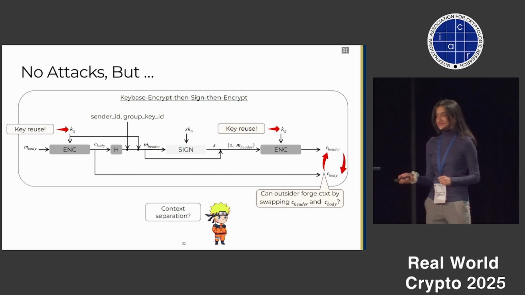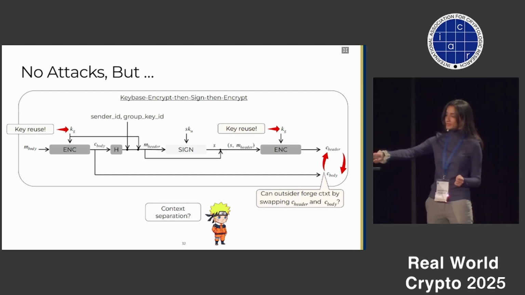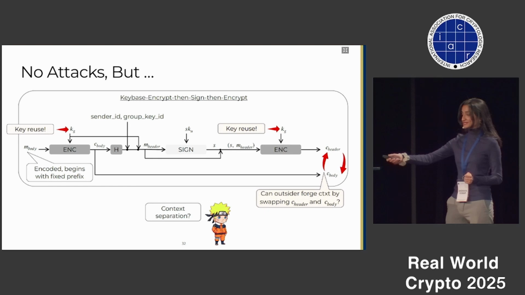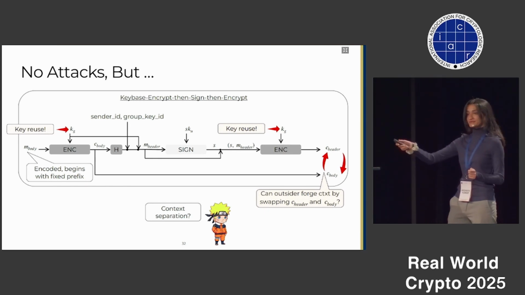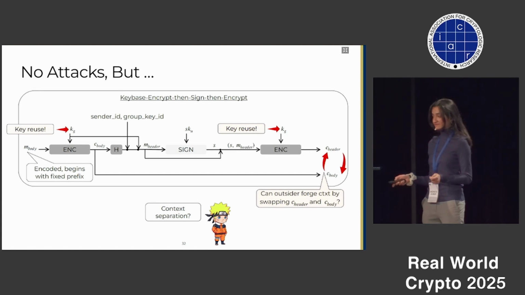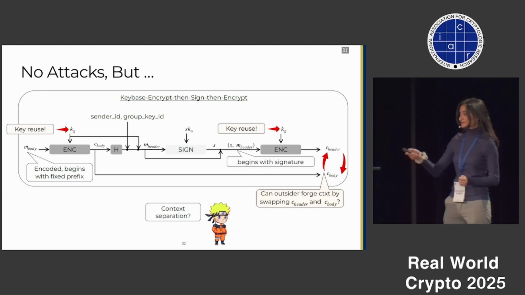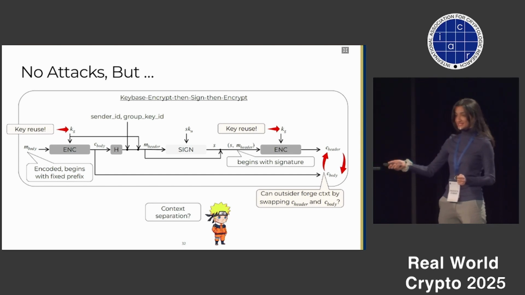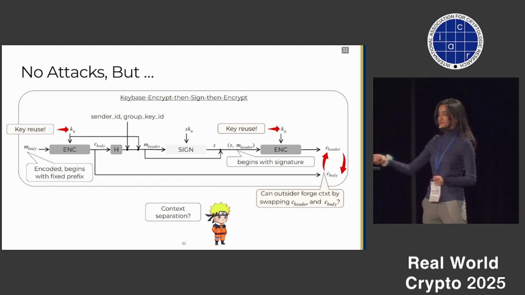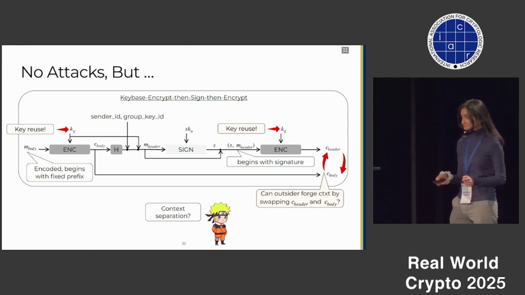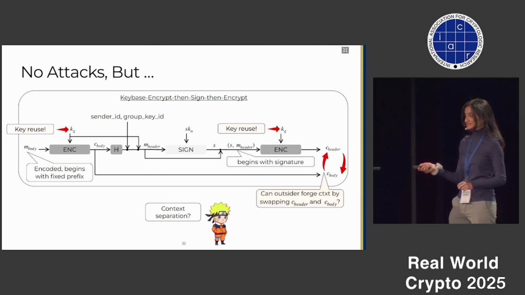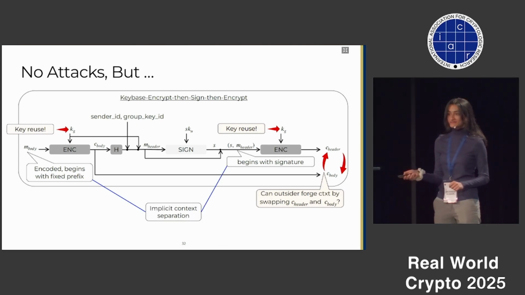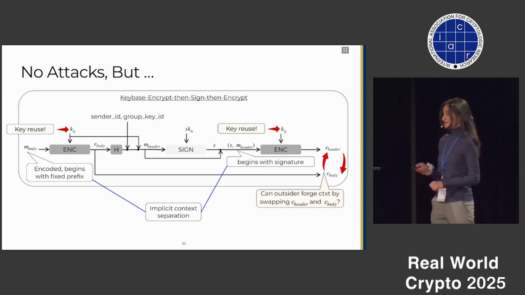This should have led to an attack, but it did not. And that was because, on the one hand, the message body here is encoded using the MessagePack serialization format that leads to this body message always beginning with a fixed prefix. On the other hand, the input to the second context here always begins with a signature, which is highly unlikely to contain the prefix of the message body. We used a specific fact about the encoding scheme, along with the non-standard assumption that an attacker cannot find a signature that begins with the same prefix, to show that Keybase achieves implicit context separation, proving it secure.